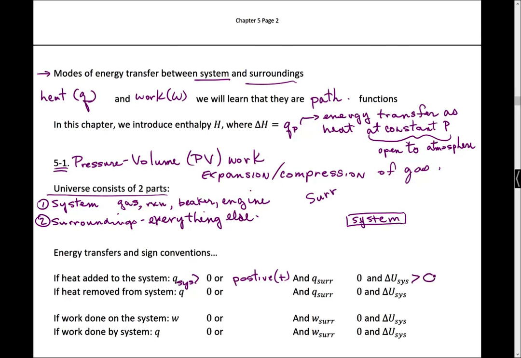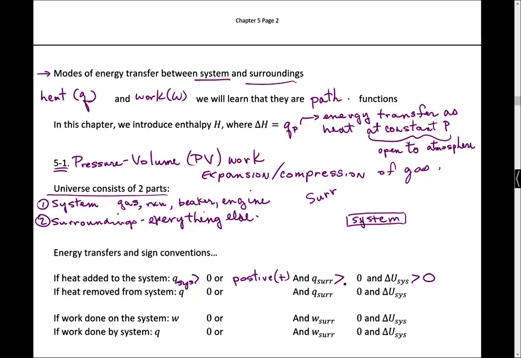But from the surroundings point of view, what's the sign of Q? It's got to be negative, right? Because the net sum has to be 0. And so it's going to be exactly the same heat transfer as went into the system, but it's going to have the opposite sign.